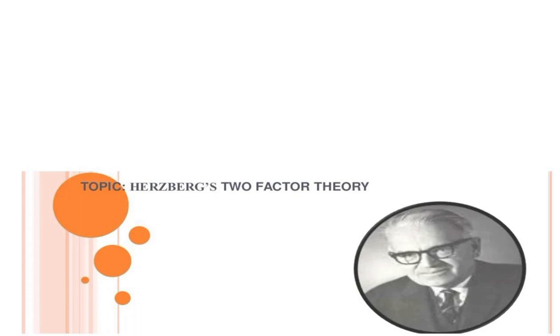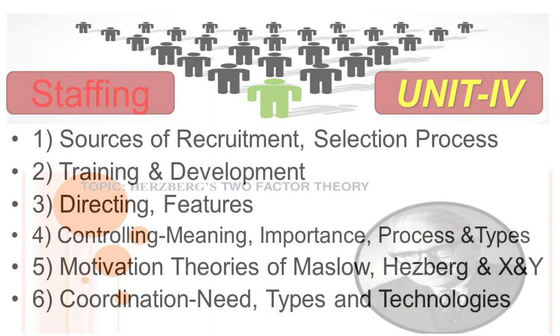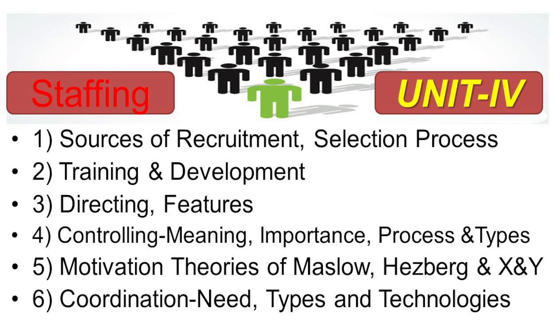Okay, students, now we are understanding the theory of Herzberg, that is the two-factor theory of motivation. At present, we are in the fifth video. Maslow's theory was completed in the earlier video. Now we are understanding Herzberg and the X and Y theories.